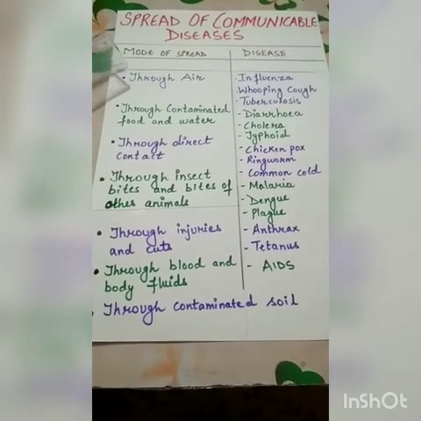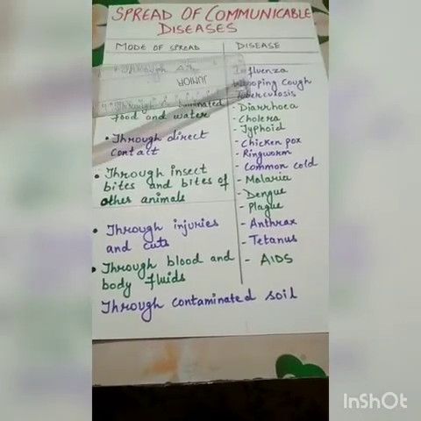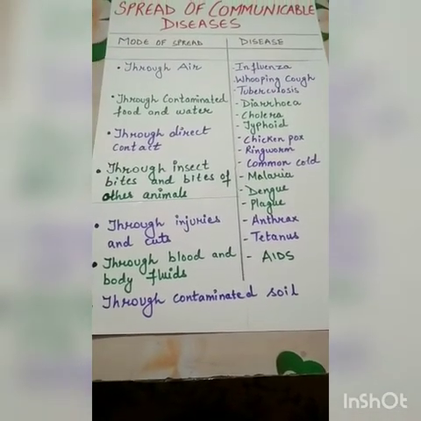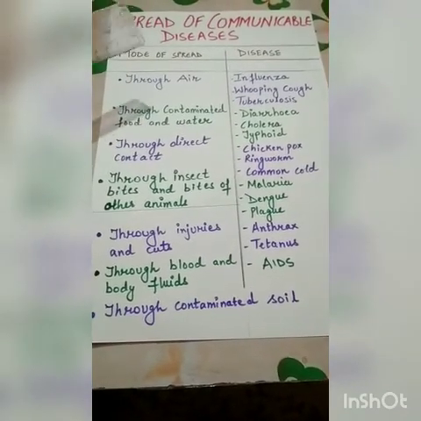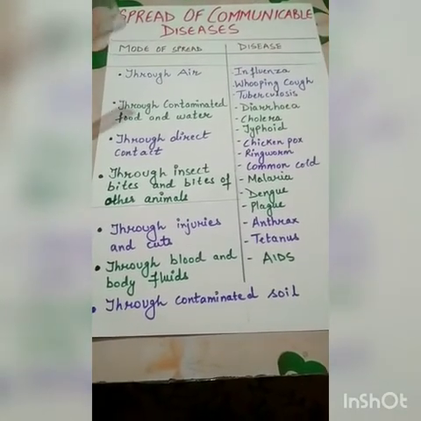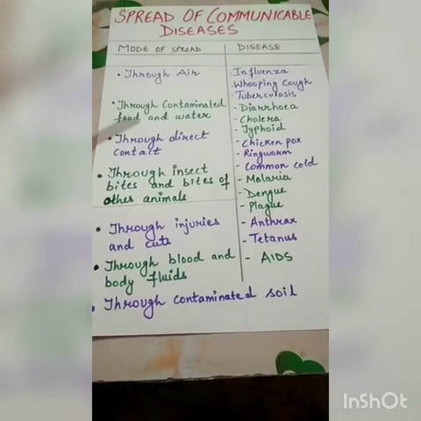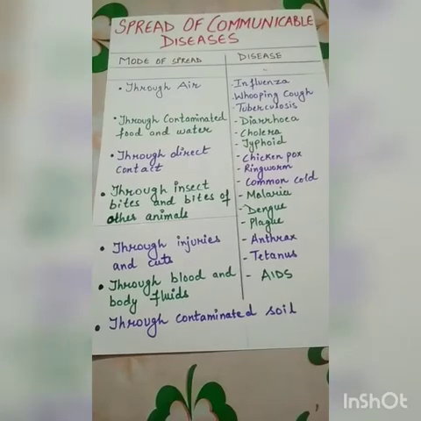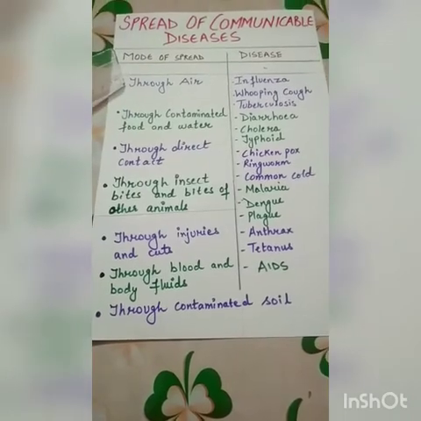First is through air. Some diseases like influenza, whooping cough, tuberculosis, etc. can be spread through sneezing, coughing and spitting. This happens when a sick person sneezes or coughs and a lot of germs are released into the air. The germs present in the air, when inhaled by a healthy person, can infect him with the disease. So, this is how communicable diseases spread through air.